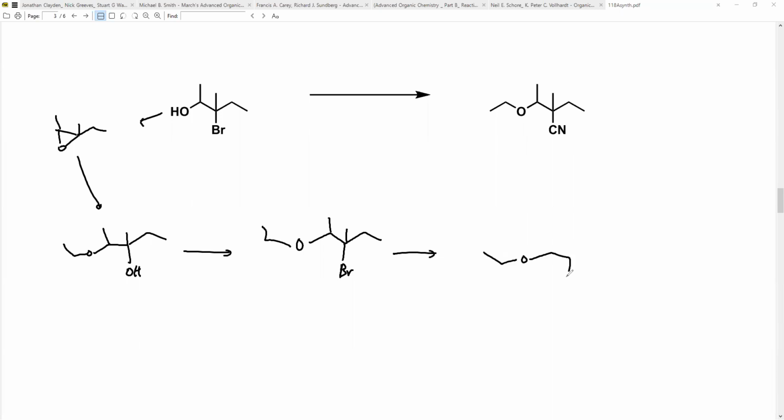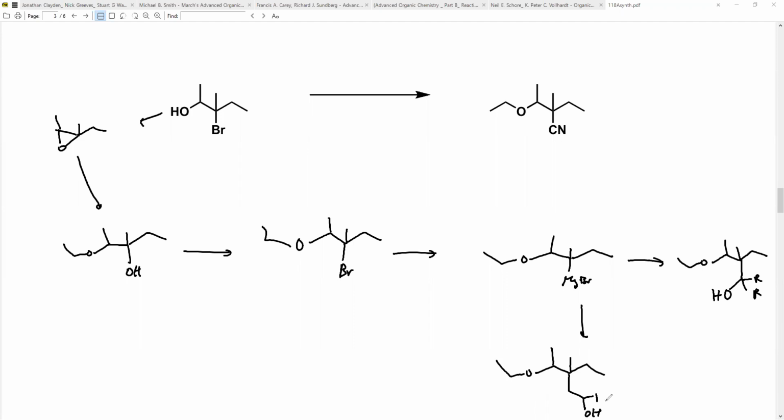Remember, ether's inert, so I don't have to worry about the ether. Either I could have added in a carbonyl with two R groups on it, so I could have done something like that, or I could have added in an epoxide. So I could have added in a carbonyl or an epoxide.